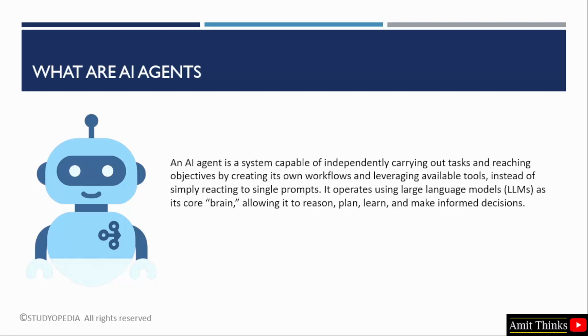Unlike traditional models that only respond to single prompts, AI agents can design their own workflows, select and use the right tools, and adapt to changing circumstances. At the heart of an AI agent lies a large language model functioning as its brain. This enables the agent to reason, plan, learn, and make informed decisions, turning raw instructions into intelligent, goal-driven actions.